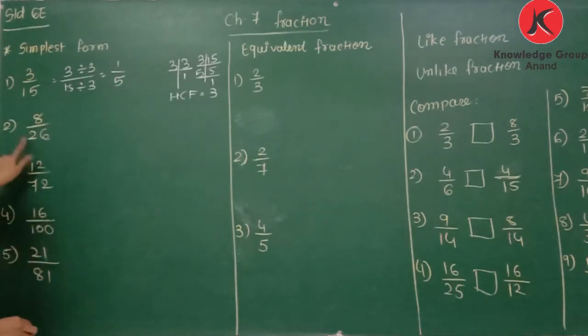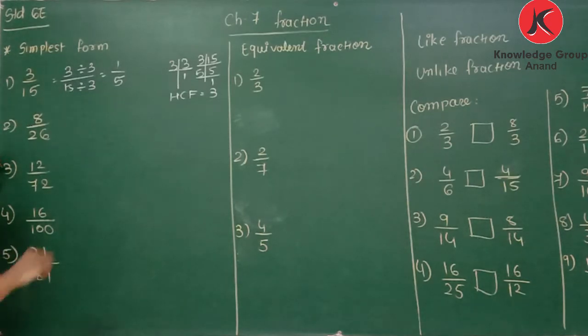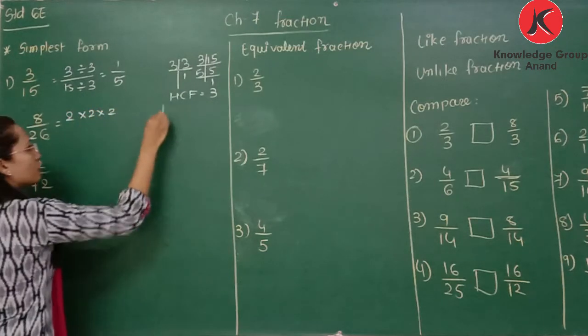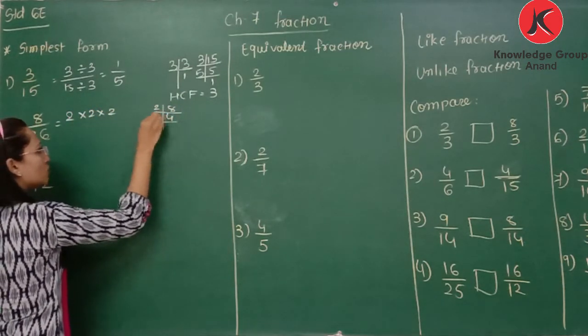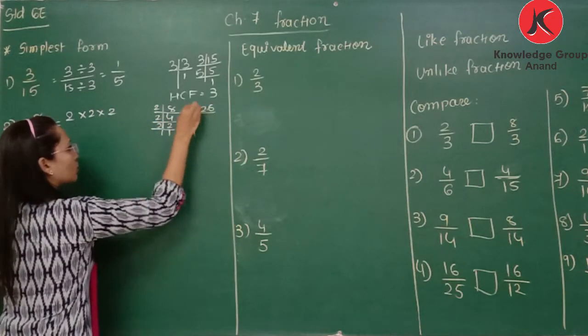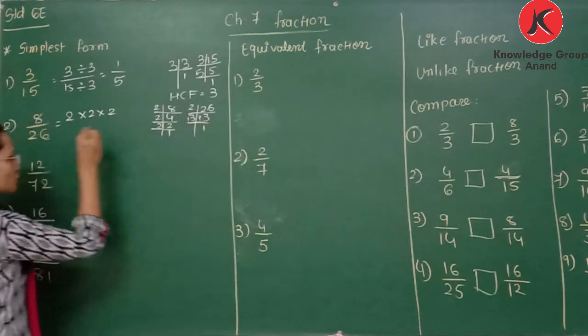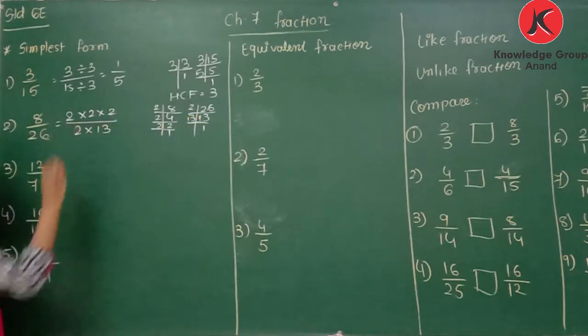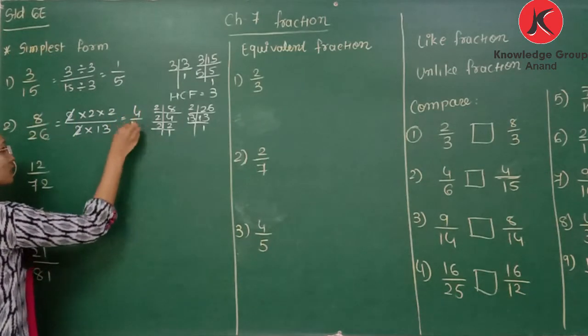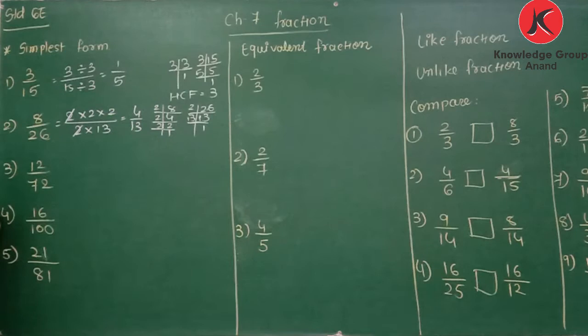Okay. Now for the next one, 8 by 26. Now let's take another method in which we need to find the factor of 8. The factor of 8 must be in prime numbers. So it is 2 2s are 4, 2 4s are 8. You can also find the factor of 8 like this, 2 4s are 8. And the factor of 26, 2 13s are 26 and 13 1s are 13. Now cut the common factor 2. So here we have 4 by 13.